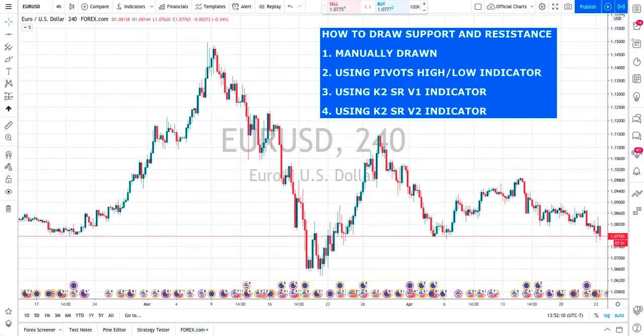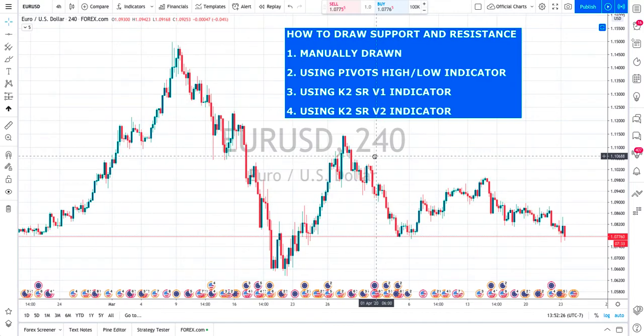Today I'm going to be showing you guys how to draw support resistance. First, I'll be showing you guys how to draw it manually. Next, I'll be showing you guys a little secret I use applying the pivots high-low indicator. And for the last two, I'm going to be showing you guys how I draw support resistance using the K2SR indicator. So let's start off with manually drawn support resistance.